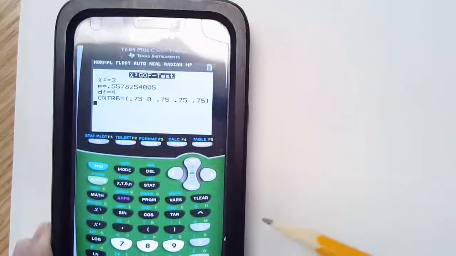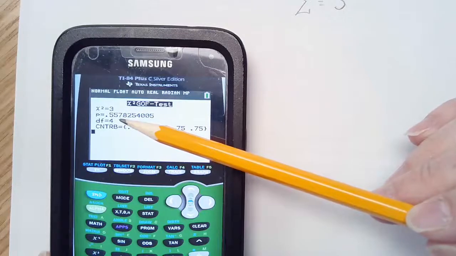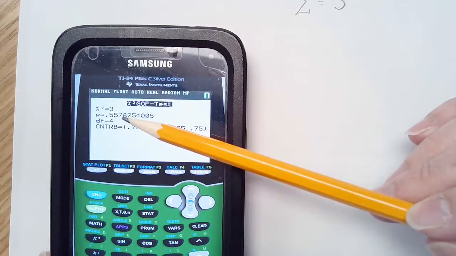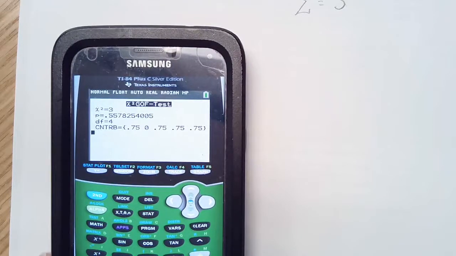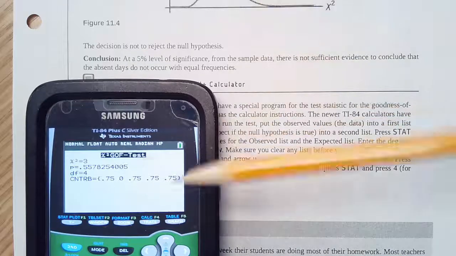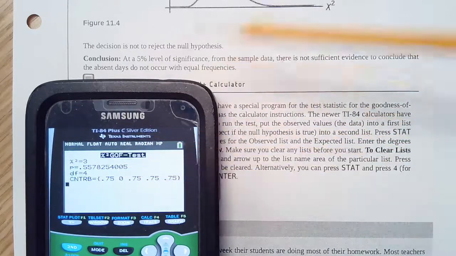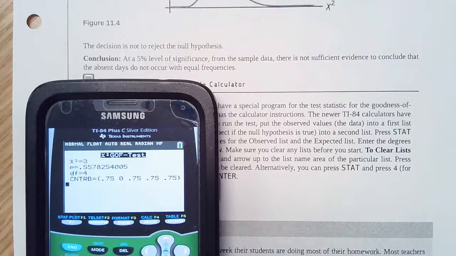Okay, so it's telling us that 3, and then it also calculates the p-value. And it does this without us having to go through and use the chi-squared distribution. So we can do this with the chi-squared goodness of fit test. All right, so when we take a look at this conclusion, let's just make sure we understand what's going on. Our p-value is 0.5. That's higher than our alpha, which is a 5% level of significance. So that means that we do not reject the null. We fail to reject the null.